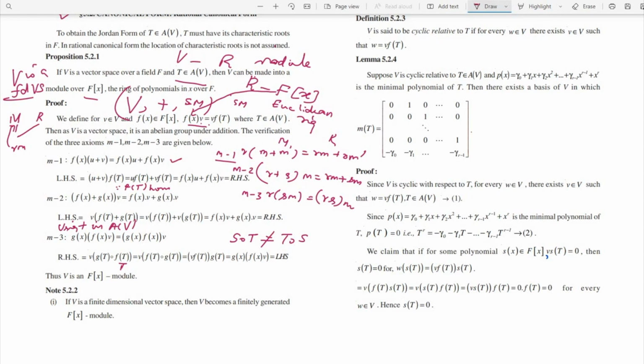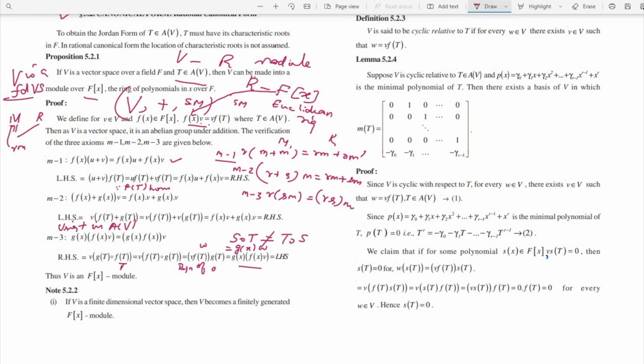And this is v f(t), that is the image of v, and this is by the definition of composition of mappings. This you treat as, say, w. Then the image of w under g(t) means it is g(x) w. So if you want, in between you can have g(x) w, and this w stands for v f(t), and again the image of v under f(t) is f(x) v. So you get this step. So that is your LHS.